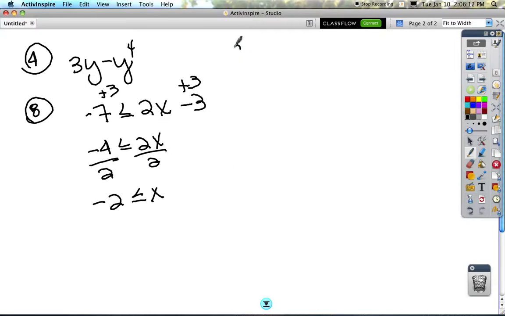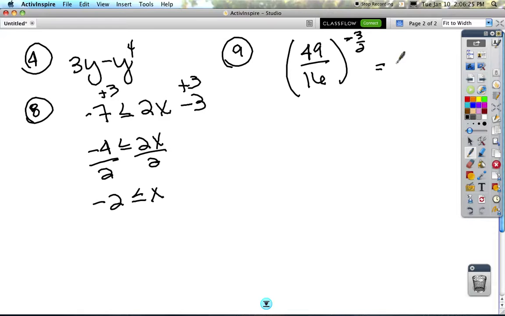Flip over to the next page, number 9. I'm proving that (49/16)^(-3/2) is equal to 64/343. What concerns you about this problem? The negative. What does it do to the base? Flips it.